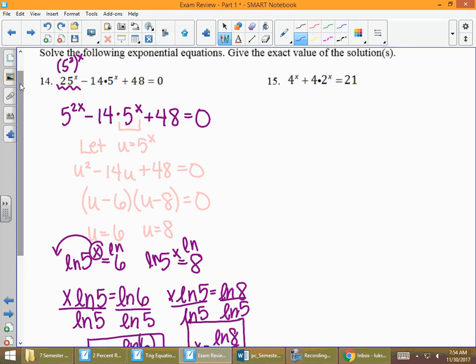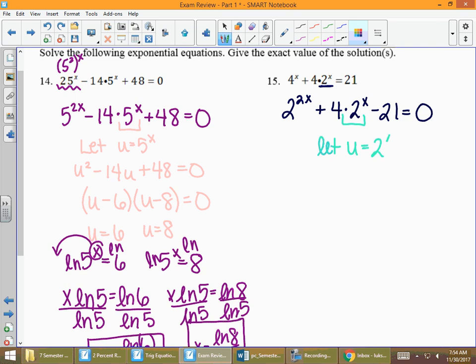Similar work for number 15. 4 is 2 squared, and since I see what my exponent is connected to and my middle term is 2 to the x, I do need to change my 4 into 2 squared. And I need to bring my 21 over so that I'm set up nicely for factoring. In this case, again, I'm going to let U be this middle term. Well, the variable for the middle term. The singlet.